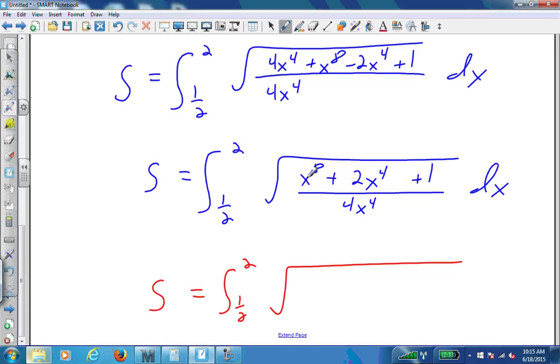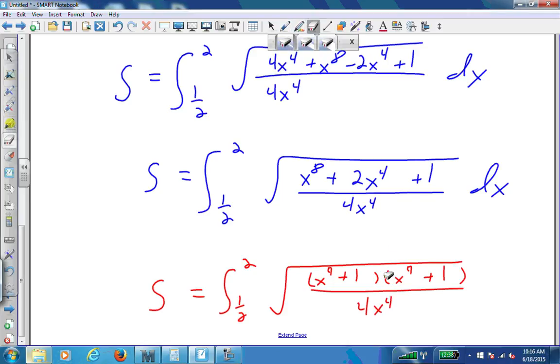To get an x to the 8th and an x to the 4th in the middle, we can do x to the 4th times x to the 4th. To get a 1 here and a 2x to the 4th here, plus 1 plus 1. So if we have something times itself, we can say we have that squared.